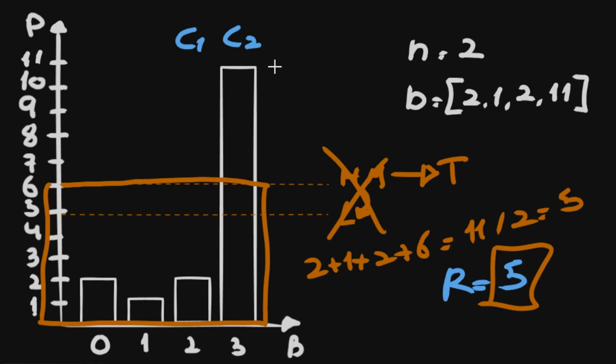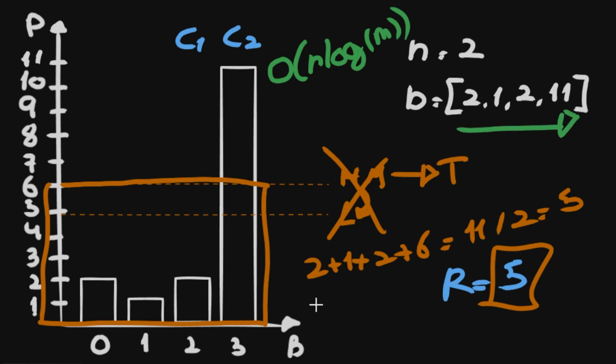And by doing this, we are solving the problem in big O of n log m, where n is the number of elements in batteries. Remember that we are iterating this every time to check what's the power at every step, and log m is the range for the binary search. Space complexity here is big O of 1. So with this in mind, now let's go with the code.